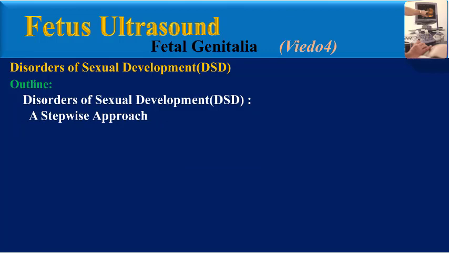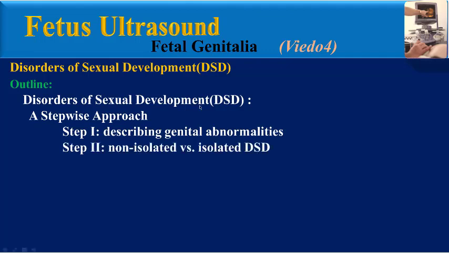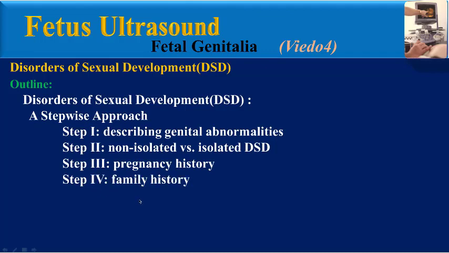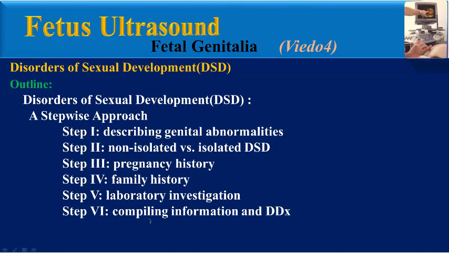This stepwise approach includes step 1, to describe genital abnormalities. In step 2, we must determine whether the DSD is isolated or non-isolated. In step 3, we must record all findings in pregnancy history, and in step 4 we need a complete family history. In step 5, we must request all laboratory investigations which are required, and in step 6 we must complete our information and present differential diagnosis. At first, step 1: describing genital abnormalities.